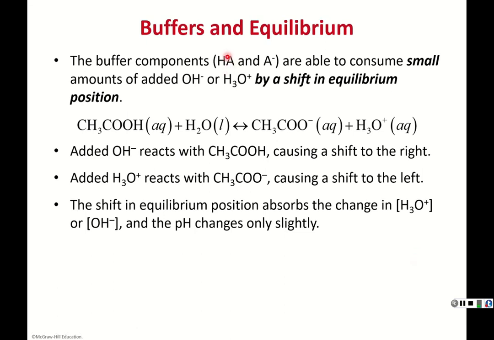The buffer components, HA, that's the weak acid, just a generic way to write it, and A minus, your conjugate base, are able to consume small amounts of OH minus and H3O plus by shifting the equilibrium position. All added OH minus is going to react with your acid, causing a shift to the right, and all added acid H3O plus is going to react with your conjugate base and shift the equilibrium to the left. The shift in equilibrium position absorbs the change in both the acid or the base added, and the pH therefore changes only slightly.